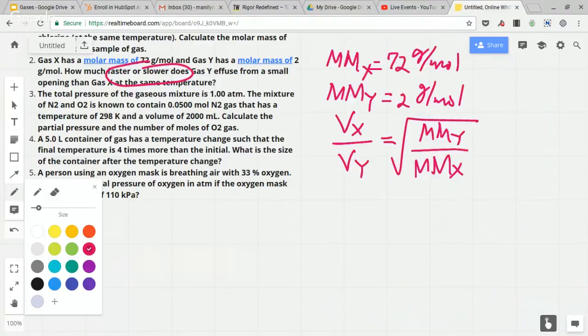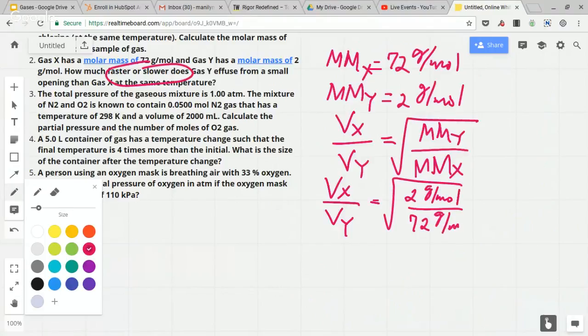Graham's law expression is A over B, then B over A, that's the reverse of molar mass. But since it's given in the problem about X and Y, you use X and Y for the subscript. Because we are given molar masses, we can substitute right away. So Vx over Vy is equal to the molar mass of Y, 2 grams per mole, over molar mass of X, which is 72 grams per mole. In that case, you cancel out the grams per mole unit, because the ratio is always unitless.